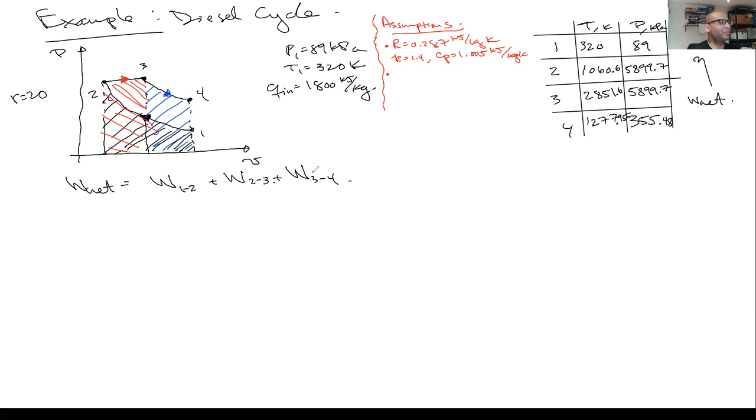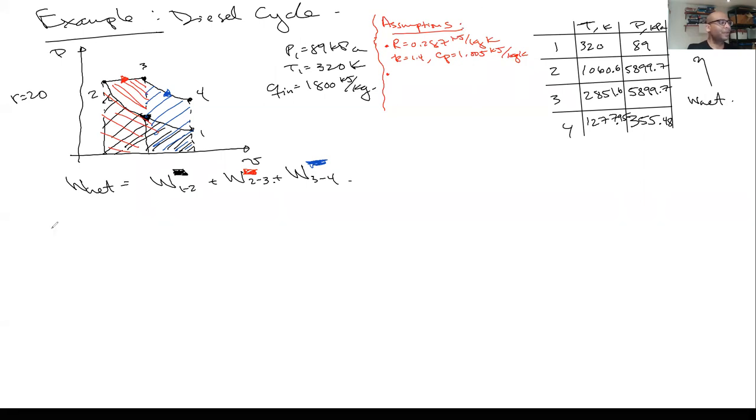So this is blue area, this is red area, this is black area. There we go. So how do we compute these? Okay, I'm going to do them in sequence.